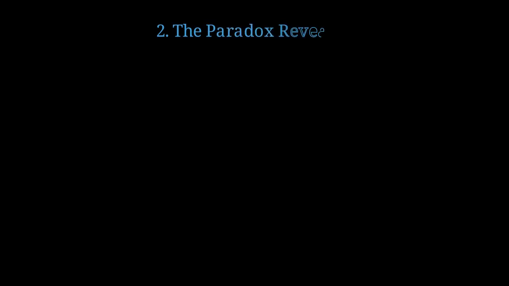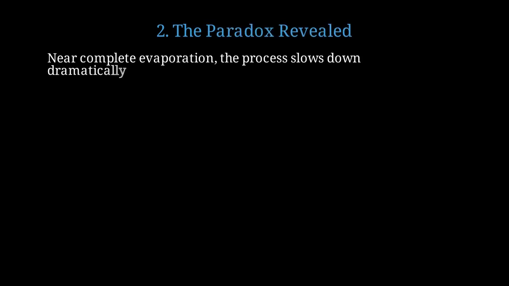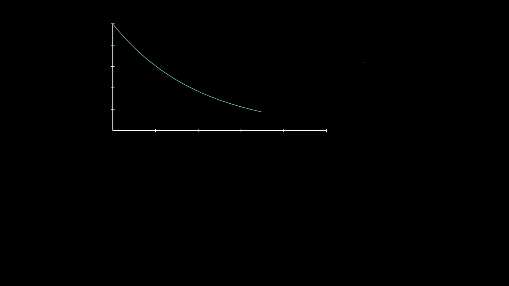But experiments show something completely different happens in reality. In reality, when droplets reach nanometer scales, evaporation slows down dramatically or even stops. This is the observed behavior. Evaporation proceeds normally but then mysteriously plateaus when the droplet becomes very small.